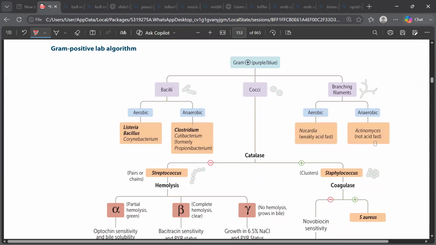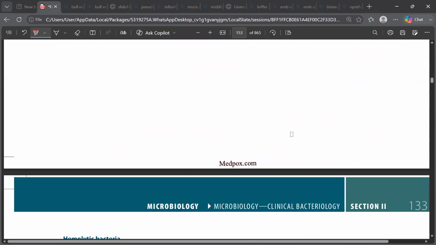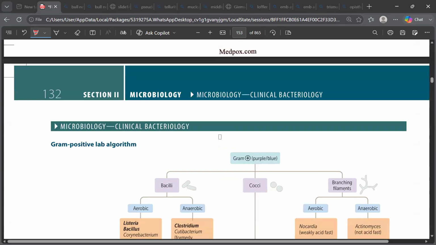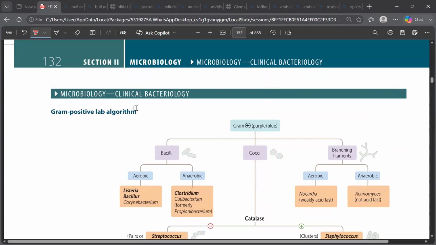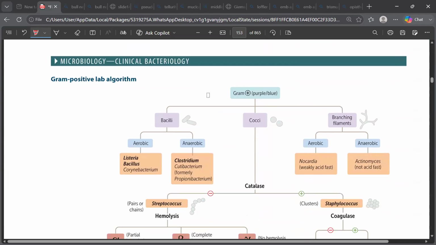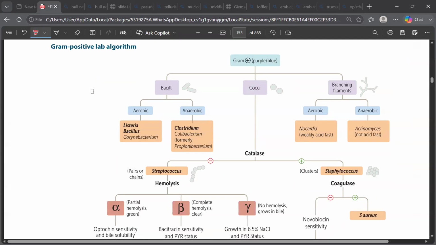Okay, and we will touch some part of this clinical bacteriology before we begin with bacteria in our next video, and this would be this page. Gram-positive lab algorithm: a gram-positive bacteria is purple or blue, and they are classified into bacilli, which are rod-shaped, cocci, which are these circular bacteria, and branching filaments, which are basically like the branching branches of a tree. The bacilli, the rod shape, are classified into aerobic and anaerobic.